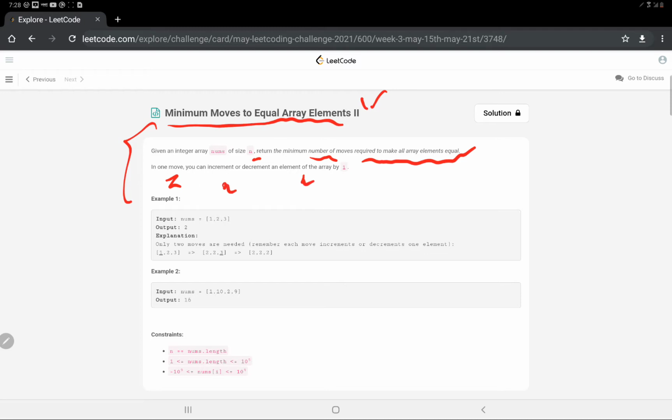So basically, we are given an array. We have to make all the elements equal, and we can increment or decrement any element of the array by one, and that is one move. All right, I hope that's clear.